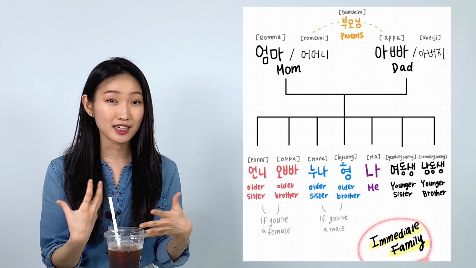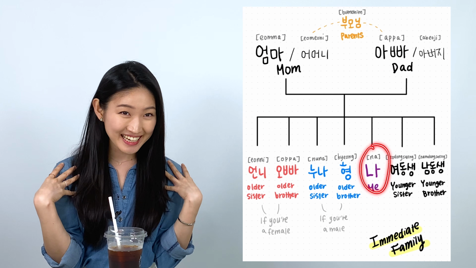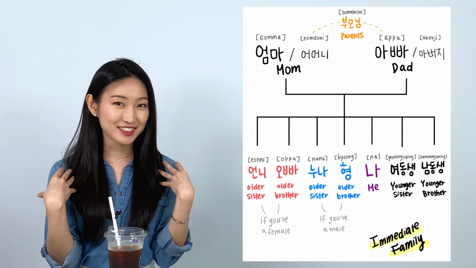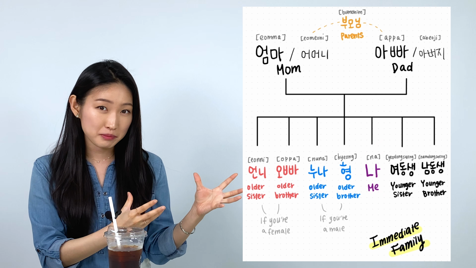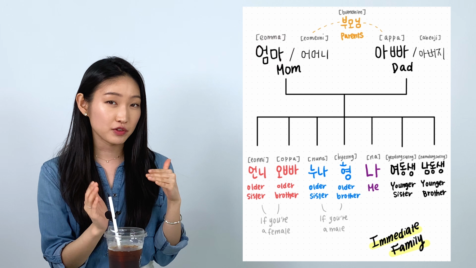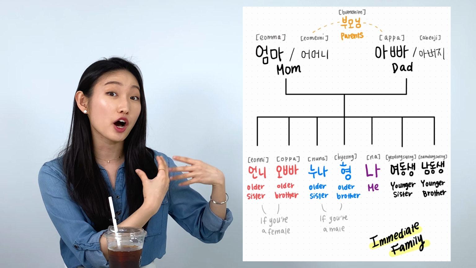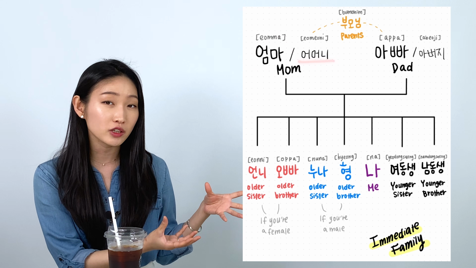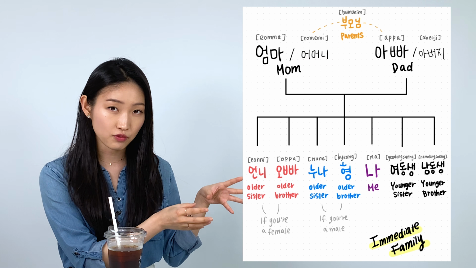First, let's start with the immediate family. So of course, in the center of the family tree, there is me, 나. So me is 나. And then my mother would be 엄마. That's the most common way to call your mom. However, if you want to be a little more formal, for instance, when you're talking about your mom to other people, you would say 어머니. So 엄마, casual, 어머니, formal.